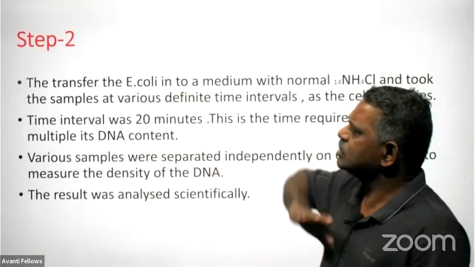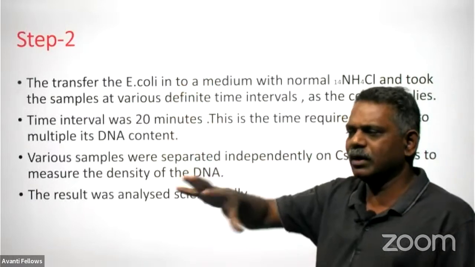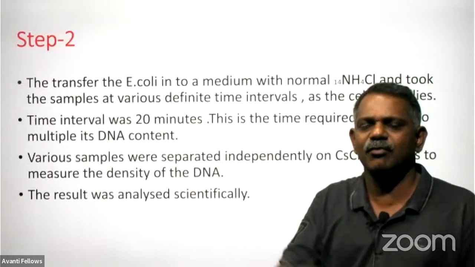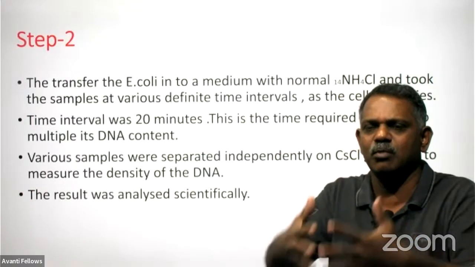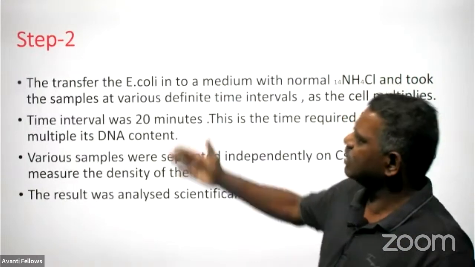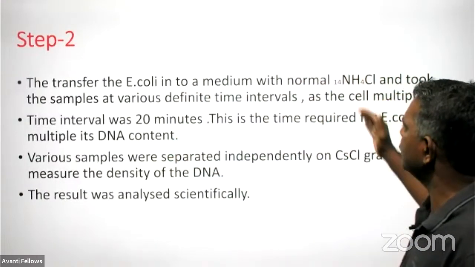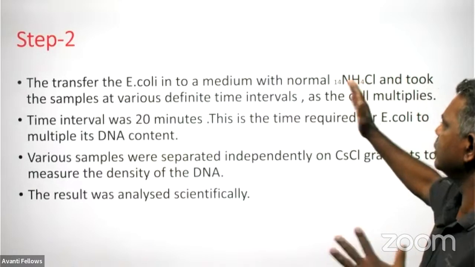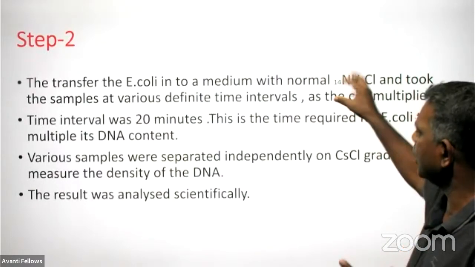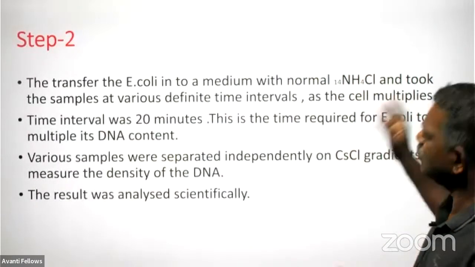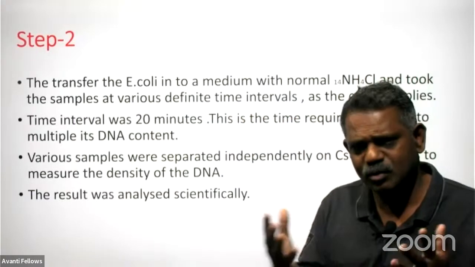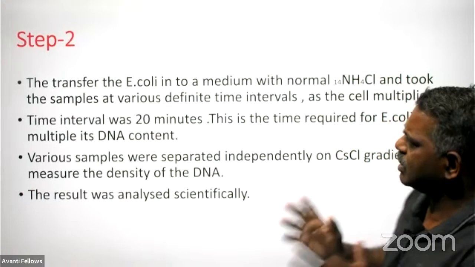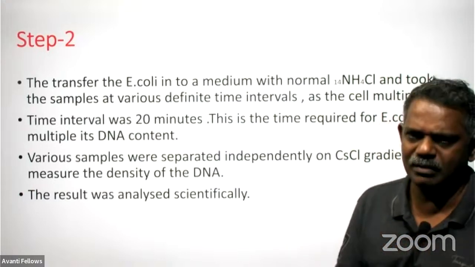Then the second step, a transfer. After growing this E. coli in this medium for many generations and incorporating N15 in both the DNA strands, they took this E. coli into a medium with normal nitrogen, ammonium chloride with normal nitrogen, and took samples at definite time intervals. What is the time interval? 20 minutes only, because E. coli takes only 20 minutes to multiply.